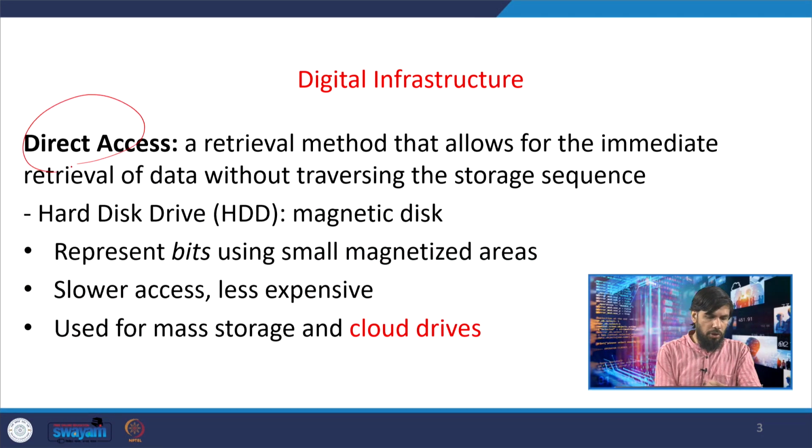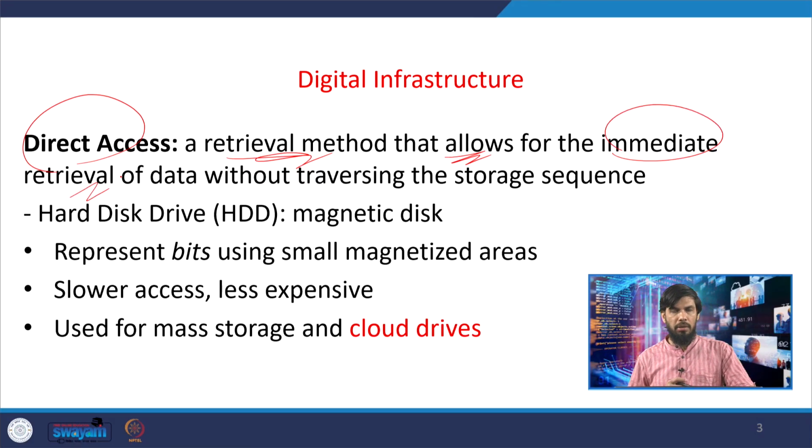Now, moving on to the second one, which is slightly faster: direct access. This is also a retrieval method, one that allows for the immediate retrieval of data. In the earlier one, sequential access, immediate retrieval is not possible, and that is why it is slower. Here, with immediate retrieval, it is faster. We do not have to traverse the storage sequence, as we have to do in sequential access.